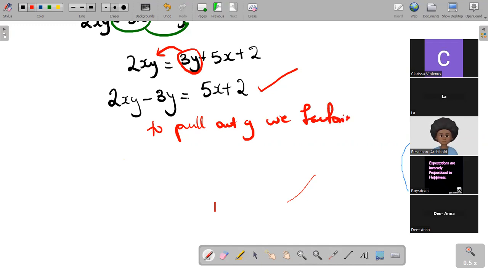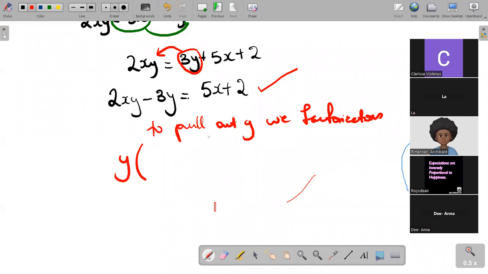Everybody knows what factorization this is? This is factorization by distribution, because both of them have a y in common. So you pull out what they have in common. So when I pull out y from 2xy, what's going to be left? You've got to tell me. If you take out y from 2xy, what is left?